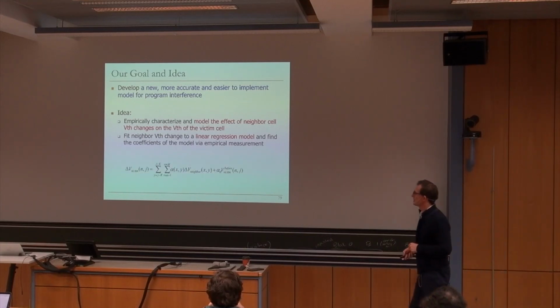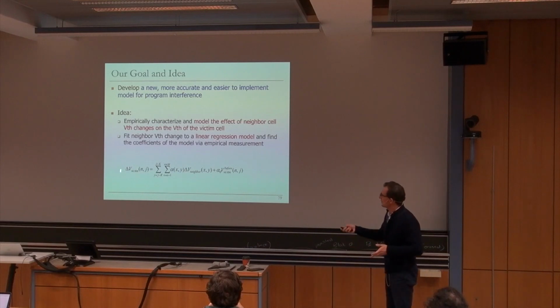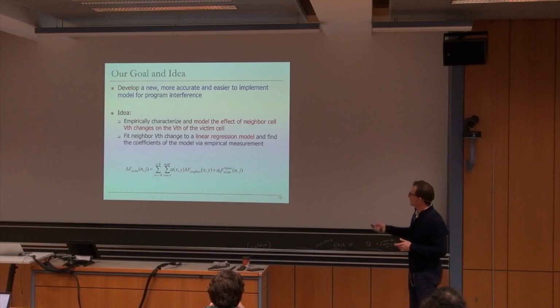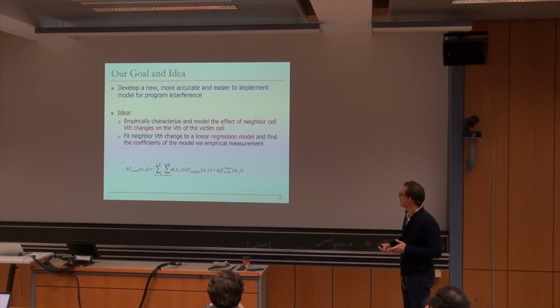That's the idea. So basically, this is the change in the victim's voltage, and it's really a sum of the changes in the neighboring voltages with some coefficients. And we want to learn these coefficients somehow based on the experimental data. And of course there is the victim's old voltage before.